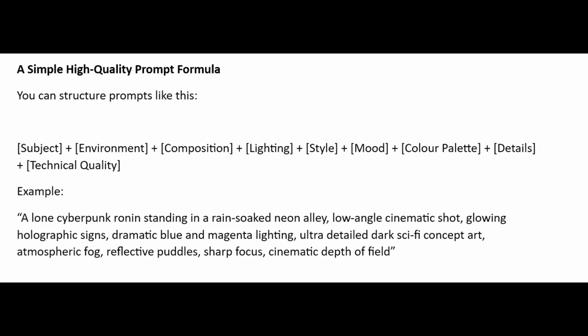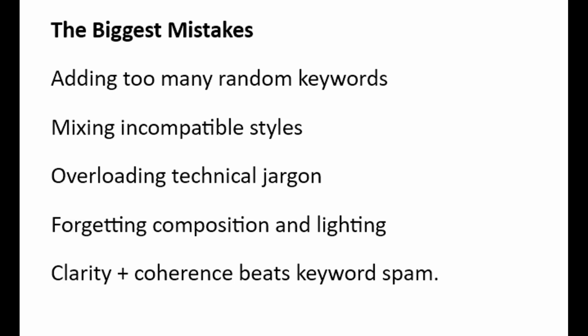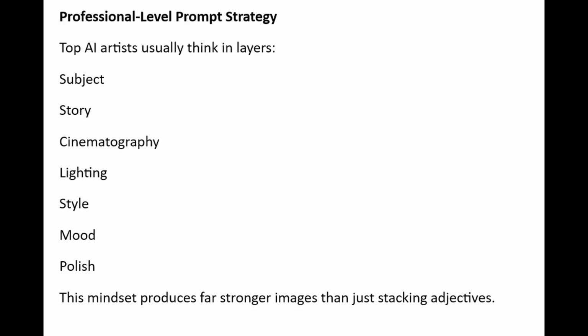The most common mistake is keyword overload. Many users think adding dozens of random descriptors improves quality. Usually, it does the opposite. AI performs best when prompts are coherent, visually logical, and stylistically consistent. Clarity beats chaos.